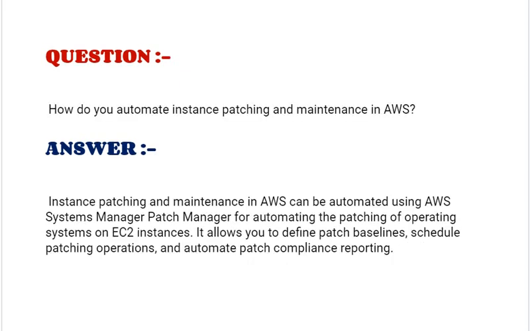Our next interview question is, how do you automate instance patching and maintenance in AWS? Your answer should be instance patching and maintenance in AWS can be automated using AWS Systems Manager Patch Manager for automating the patching of operating systems on EC2 instances. It allows you to define patch baselines, schedule patching operations, and automate patch compliance reporting.